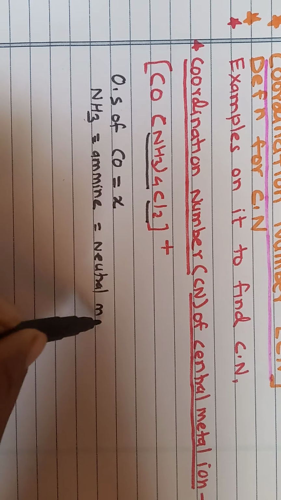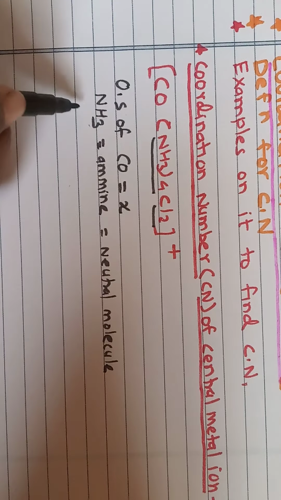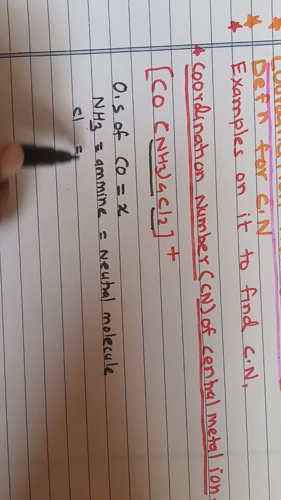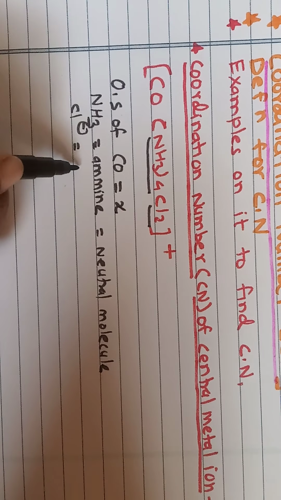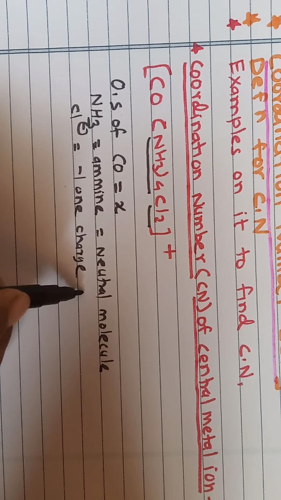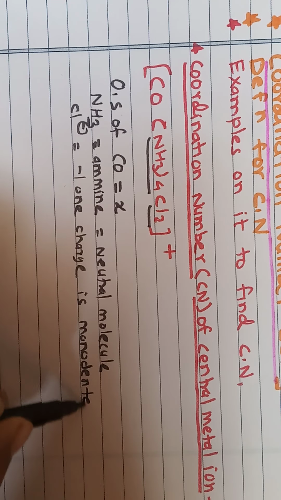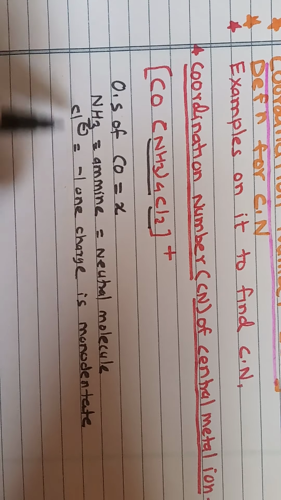and is monodentate because it has one donor. Now chlorine, it has a -1 charge and is also monodentate, meaning it has one donor nitrogen, one donor chlorine ion.